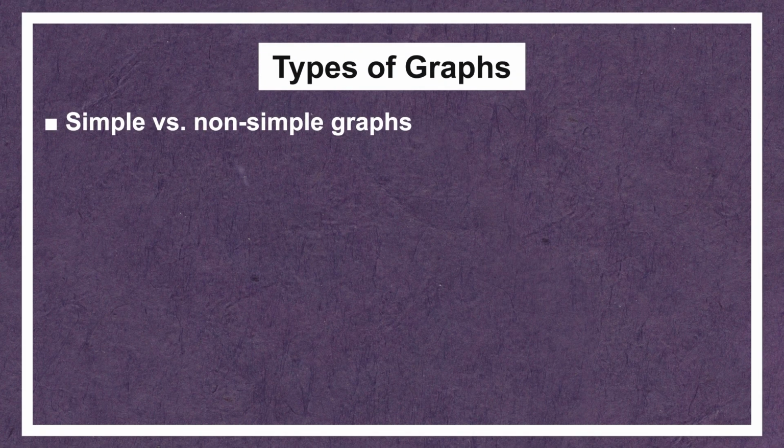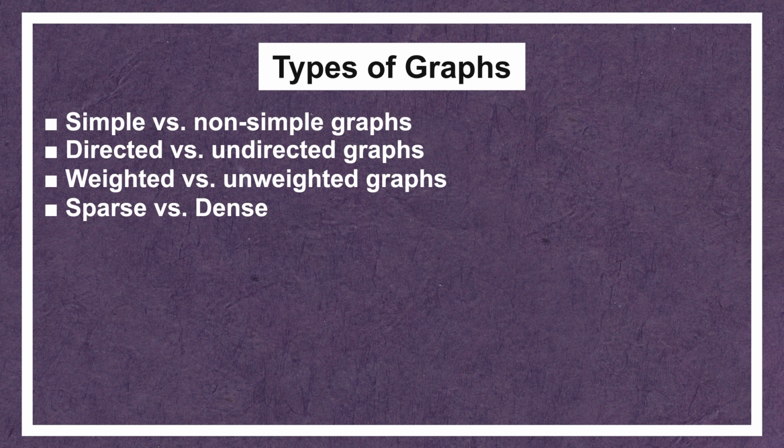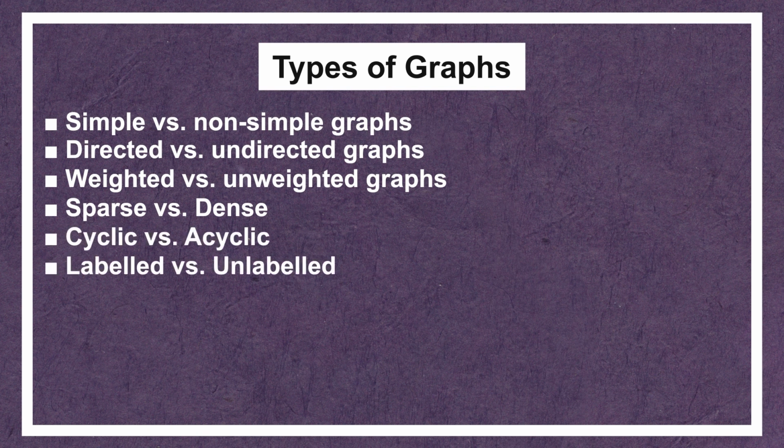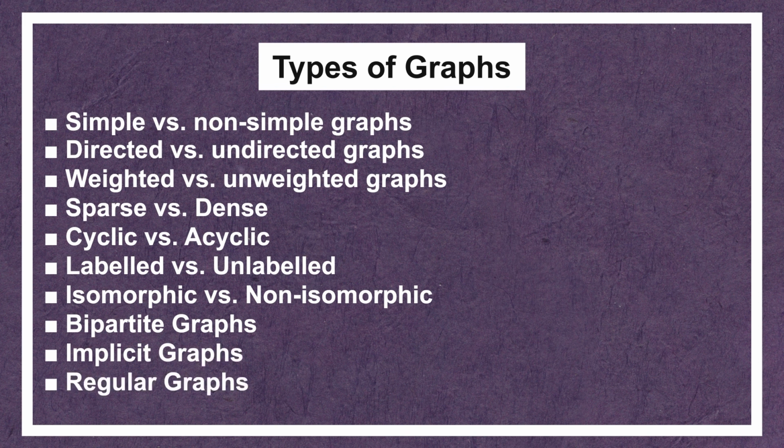In total there are 12 types of graphs, namely simple versus non-simple graphs, directed versus non-directed graphs, weighted versus unweighted graphs, sparse versus dense graphs, cyclic versus acyclic graphs, labeled versus unlabeled graphs, isomorphic versus non-isomorphic graphs, bipartite graphs, implicit graphs, regular graphs, complete graphs and finally hypergraphs. Let us discuss them one by one.